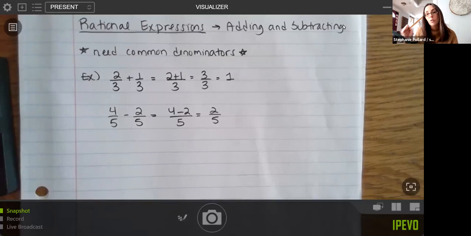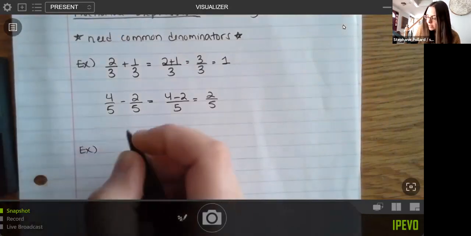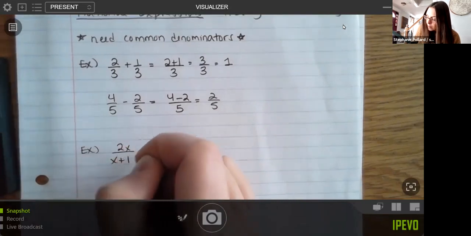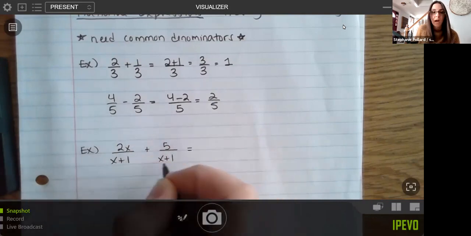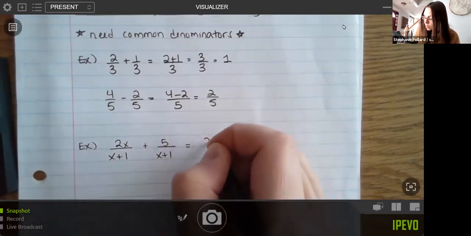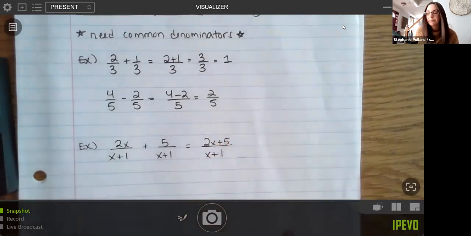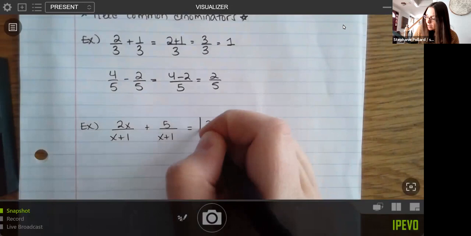And the same is true for rational expressions. So for instance, if you had something like 2x over x plus 1 plus 5 over x plus 1, right? I already have the same denominator, so I can just put my numerators together and I keep my denominator. Now, if you can simplify, you would. There's nothing to factor here. I don't see any factors in common, so this would be done.